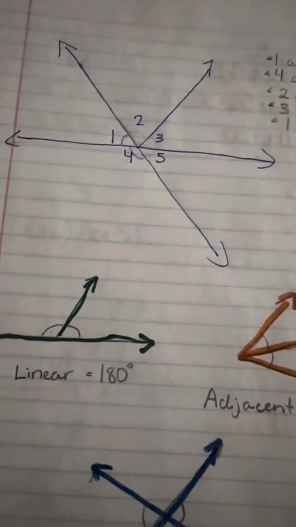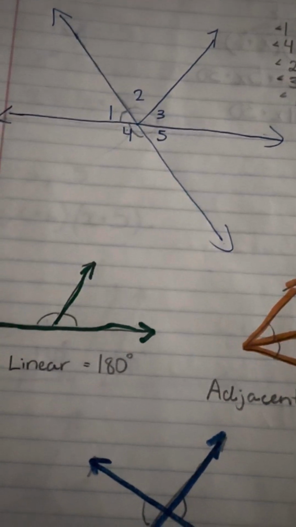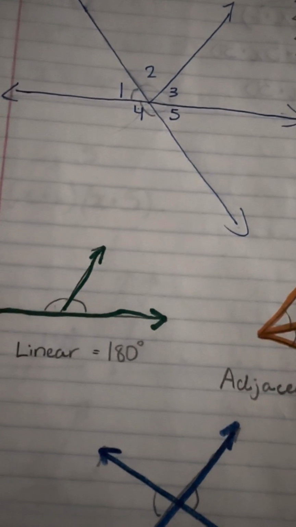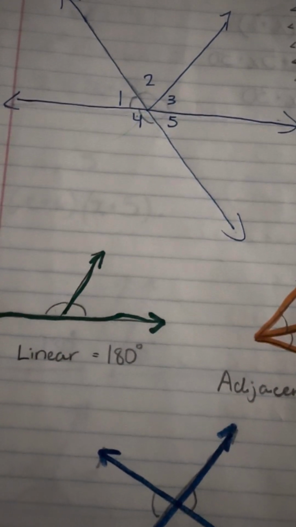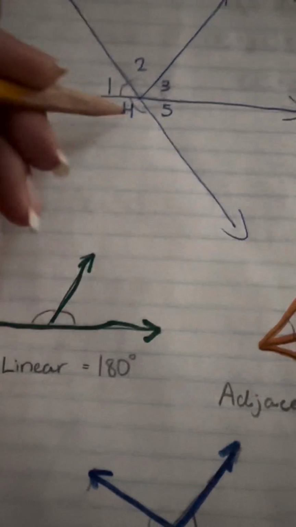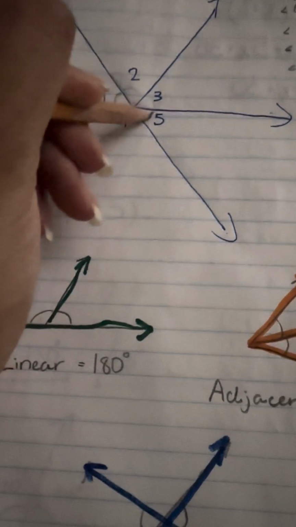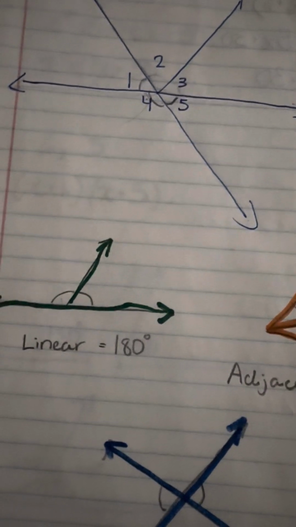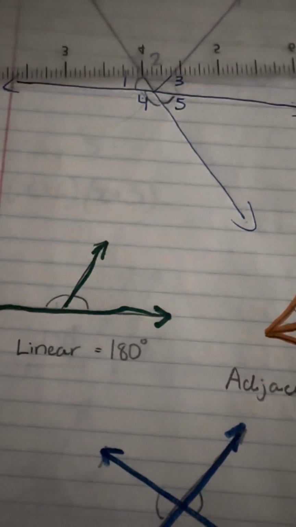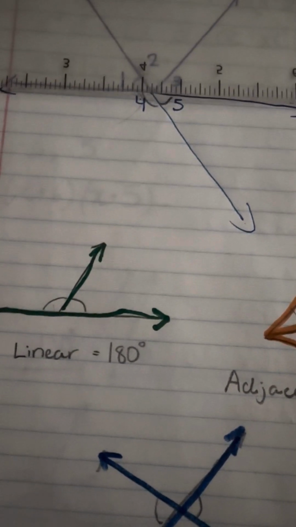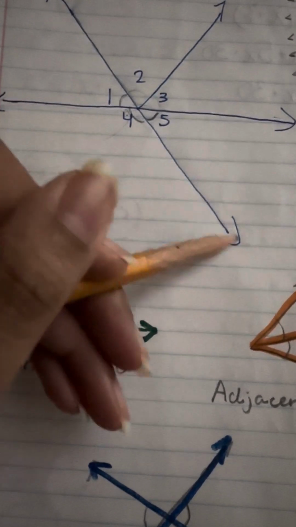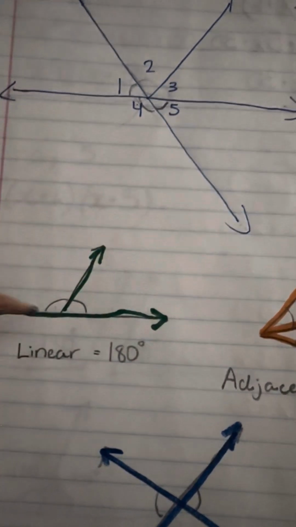Okay, so let's look at another example. We will do angles 4 and 5. Same thing, they are on a full line, meaning both of them total to 180. They have a common side right here, right in the middle, so that's also linear.